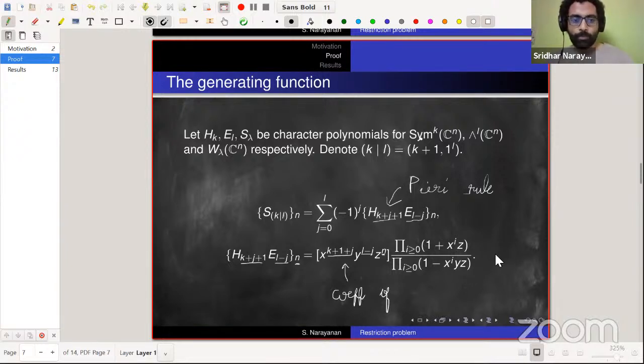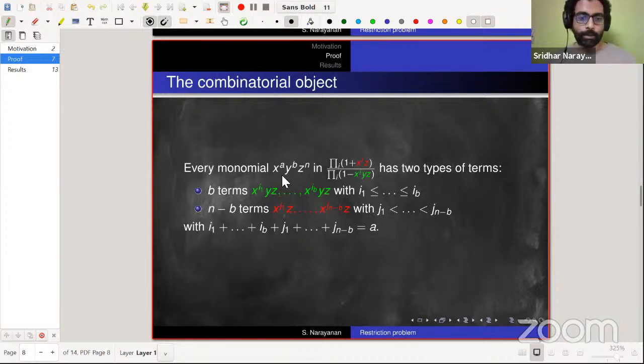Right? So what I'm saying in particular is if you look at a monomial, x raised to a, y raised to b, z raised to n, and again recall that the exponent of x is the subscript of h, the exponent of y is the subscript of e, and the exponent of z is the n at which you're taking the moment. So if you look at any monomial that comes from this generating function, it has two types of terms. It has terms that come from the denominator. Each term that comes from the denominator has a yz term, and it has some power of x, and those powers can repeat, which is why we have less than or equal to, because they can be the same exponent.